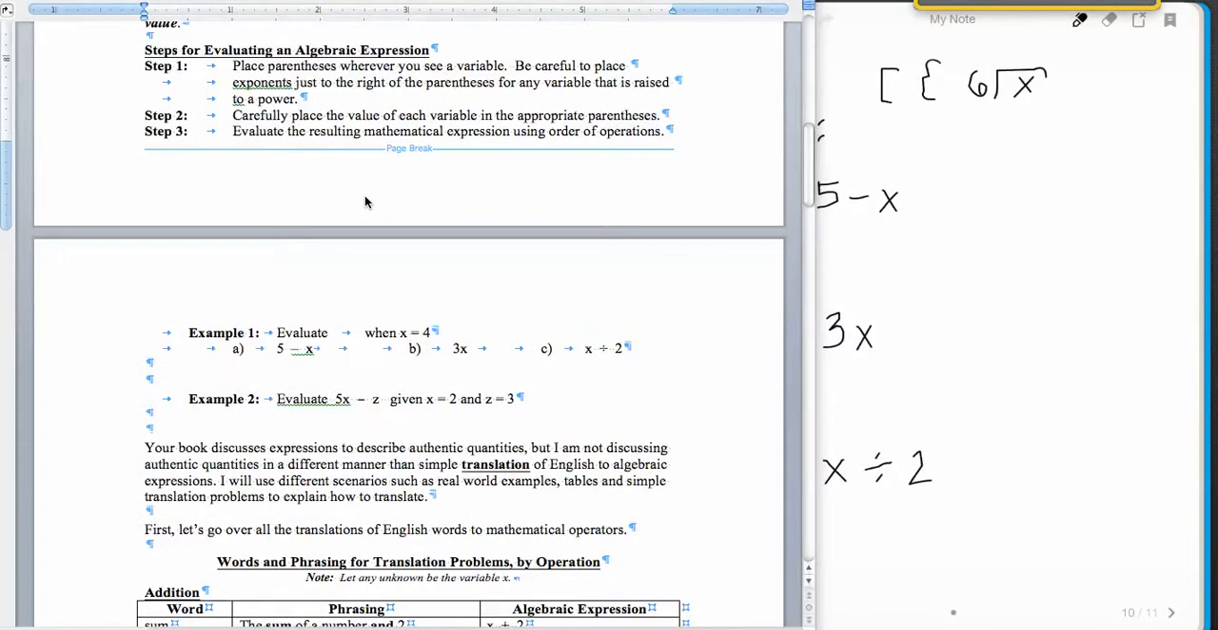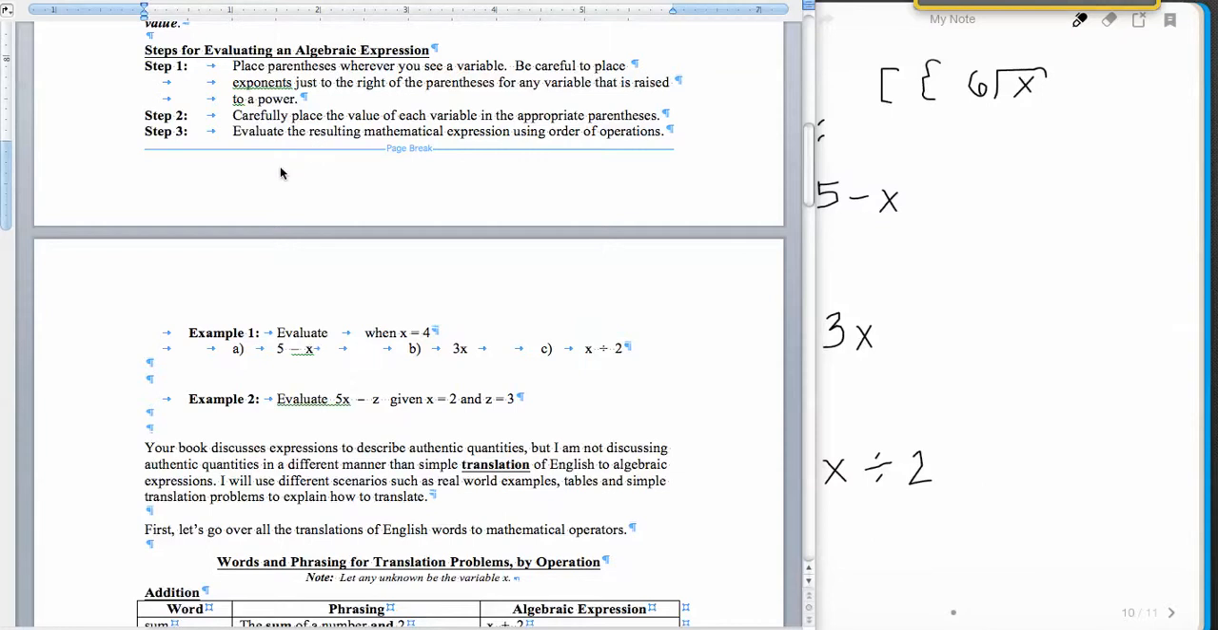Okay, this lecture continues 1.2 or 2.1, and what we're going to learn how to do is evaluate an algebraic expression. Right here you'll see the steps for doing this. The first thing we're going to do is place parentheses wherever we see a variable, and if there are exponents, you'd put those outside the parentheses. Then we're going to carefully place each value, or the single value, into the parentheses where appropriate, and then evaluate the resulting mathematical expression using order of operations.